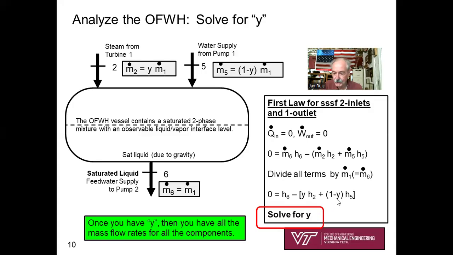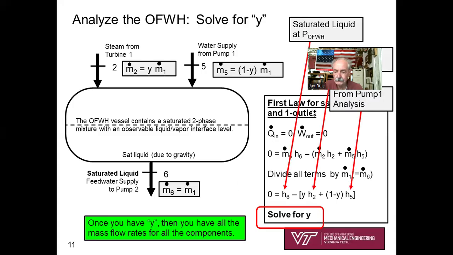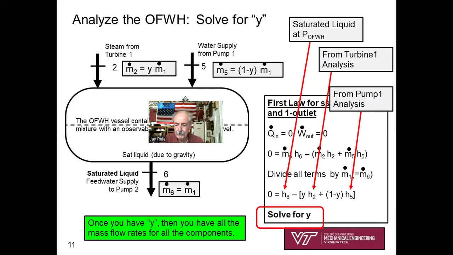Okay. So have I shown you that you've got one equation and one unknown? You say, wow, I'm still confused. I see y, but I see all these h values. Let's look a little bit more at these h values. H6. Here's h6. Well, that's simply h sub f. Okay. It's a saturated liquid, so it's h sub f at the operating pressure of this open feedwater heater, which is simply P2.